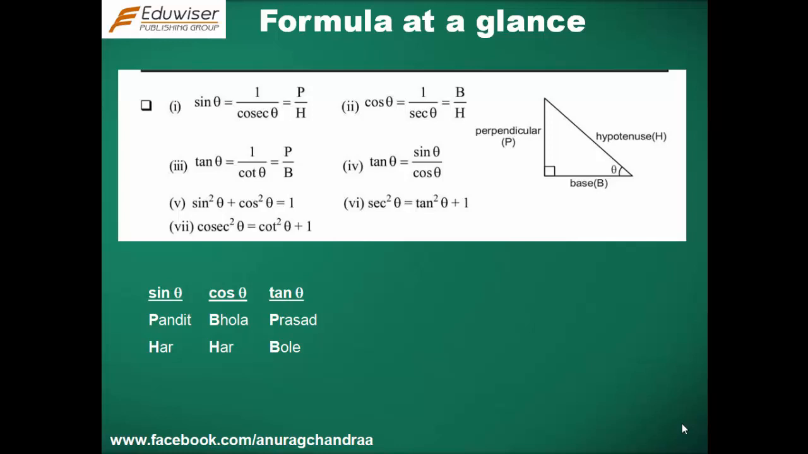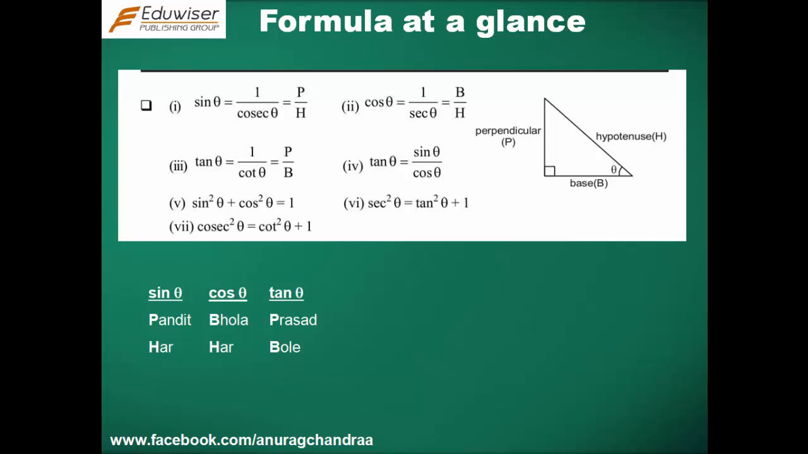Before starting, let's take a look at the formulas that we'll be using. Sin theta is equal to P by H. If you see the triangle here, we have an angle theta. The side right in front of it would be called the perpendicular, and the base on which this angle theta rests is going to be called the base. The hypotenuse for any right angle triangle is unique, so the hypotenuse can be uniquely defined. So in that case, sin theta is equal to P by H, that's the perpendicular divided by the hypotenuse.